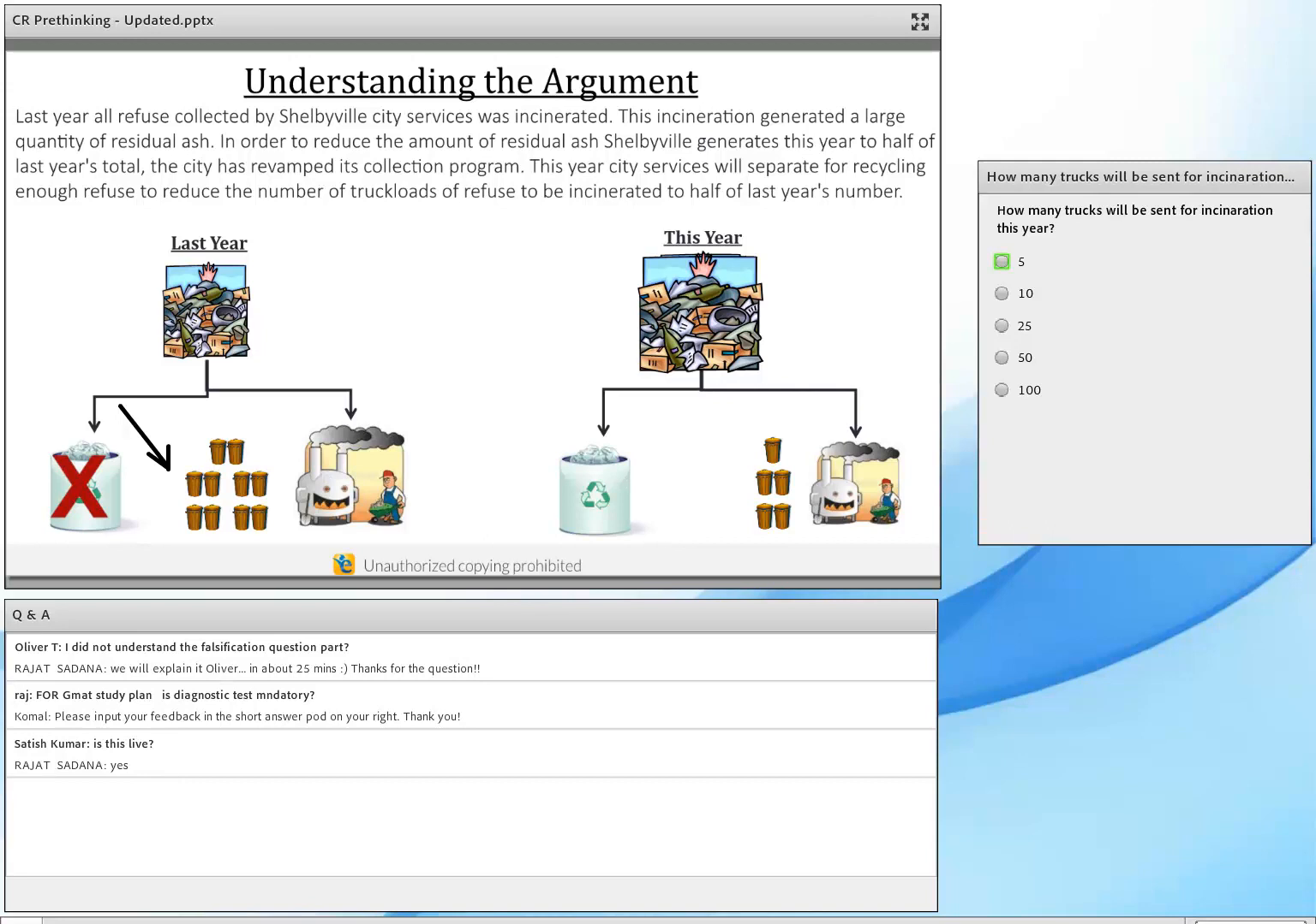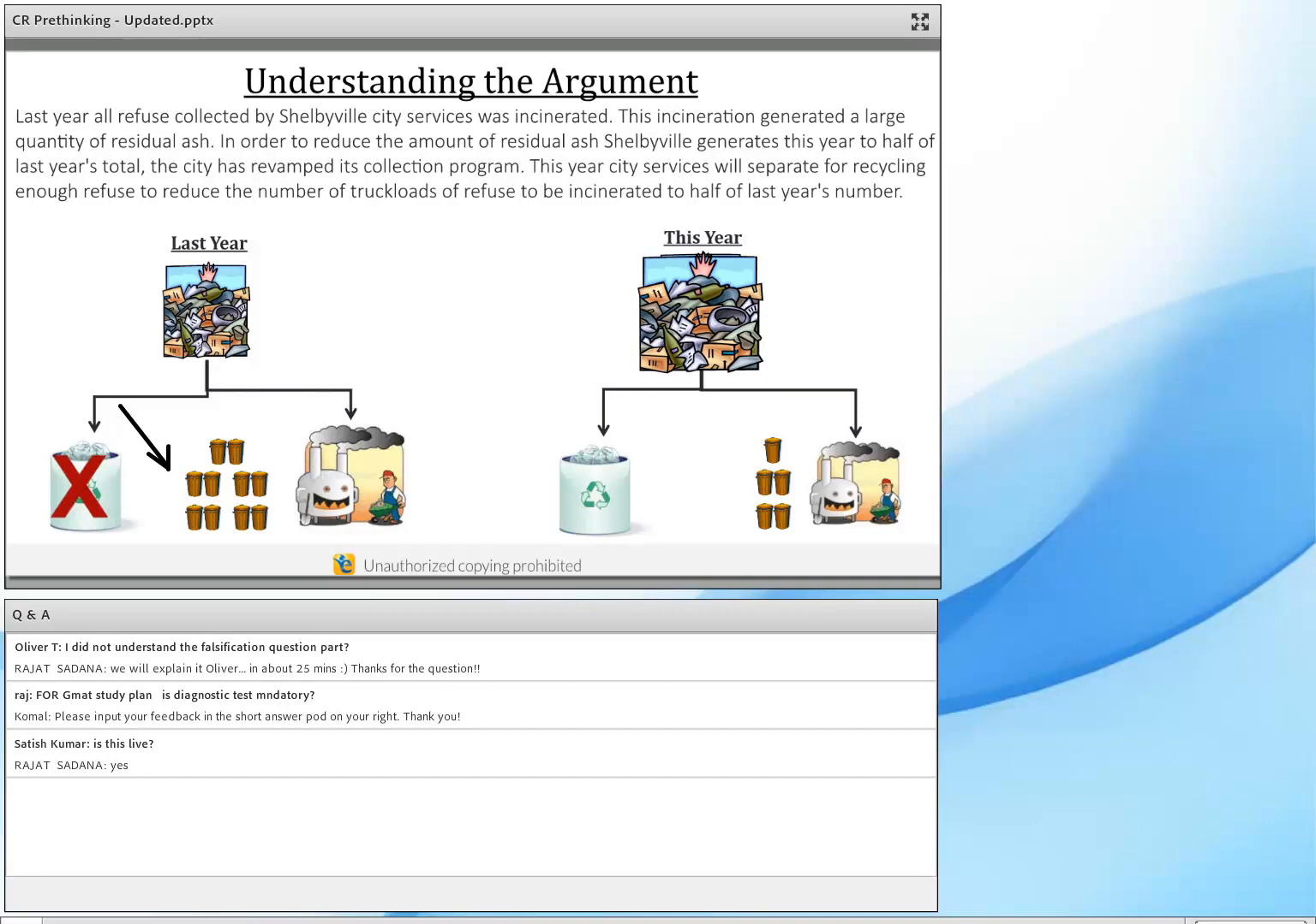Okay, let's get those responses in. The question is, if I collect 10 times as much refuse, how many trucks do you think will be sent for incineration this year? 5, 4, 3, 2, and 1. Let me end the poll, broadcast the results. Only 25% or 26% of you chose choice A, which is 5, which is the correct answer. And only 25% of you got the correct answer for the right reasons. I mean, many more of you got the correct answer, but the reasoning isn't right. The correct answer is just 5 trucks.